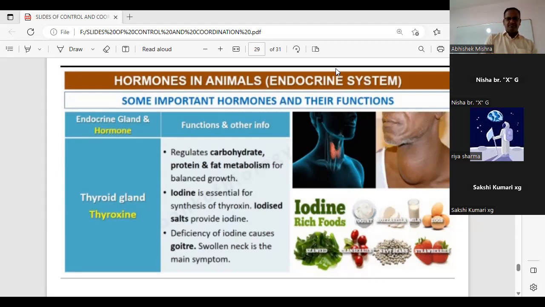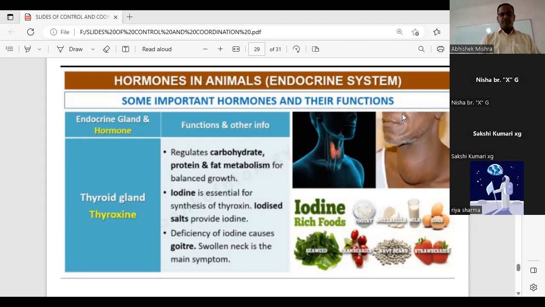Not Ria, this time Sakshi. Sakshi, unmute yourself. Yes, sir. What is the name of the hormone released from the thyroid gland, Sakshi? Thyroxine. And what is the function of the thyroxine? It regulates carbohydrate, protein and fat metabolism. Okay, fine.